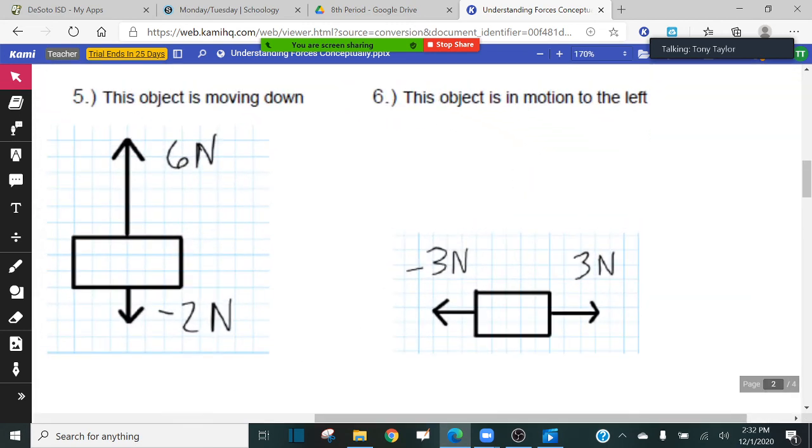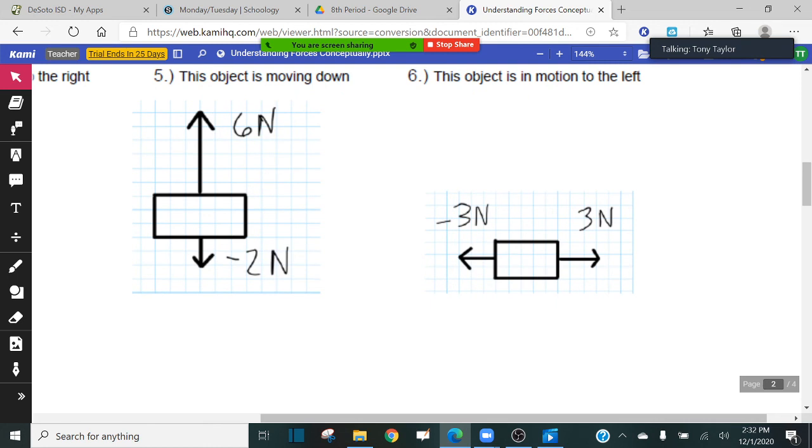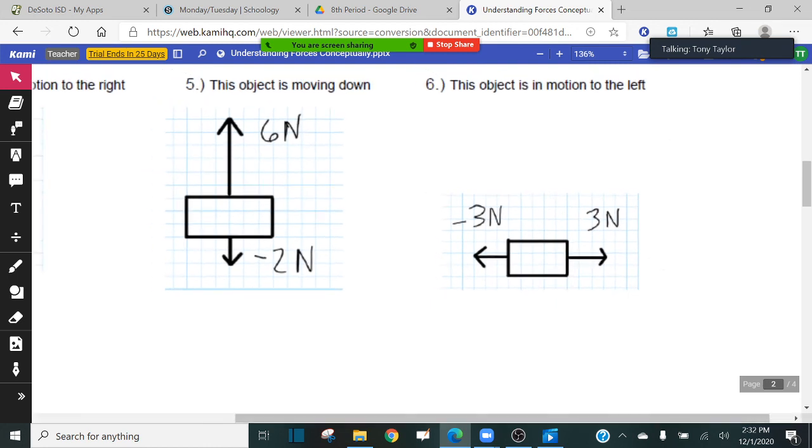All right, guys, let us look at this last one as a class. So let's look at number 6. Number 6 says this object is in motion to the left. Okay, so since this object is in motion to the left, it begins with a negative velocity.